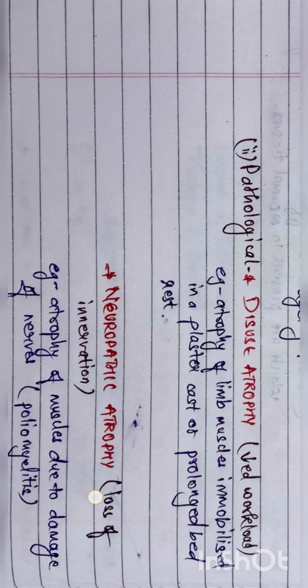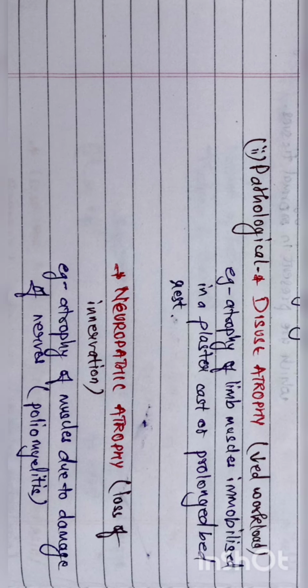Now let's see its pathological causes. First one is diffuse atrophy. It means decreased workload. Example, atrophy of limb muscles immobilized in a plaster cast or prolonged bed rest. Due to prolonged bed rest, or if we don't move our hand for a long period of time, there is loss in its function, so it is diffuse atrophy.